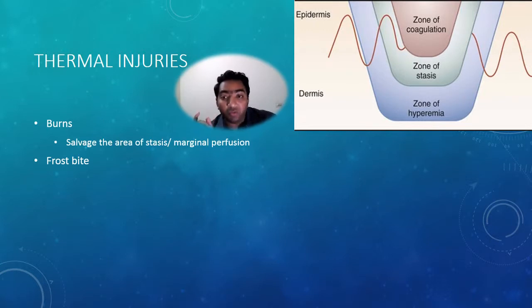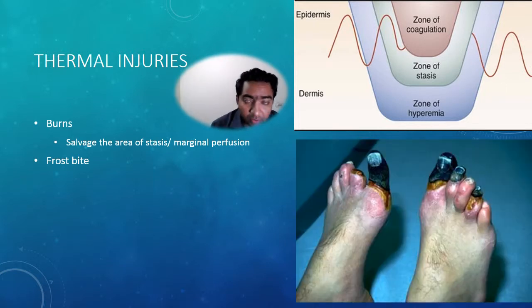Now coming to frostbite. Frostbite can be of different degrees. In a first degree frostbite, there will be only discoloration of the skin. Whereas in a second degree frostbite, some deeper tissues are involved, especially the papillary dermis, the superficial layers of the dermis. So there will be blisters and crater formation.